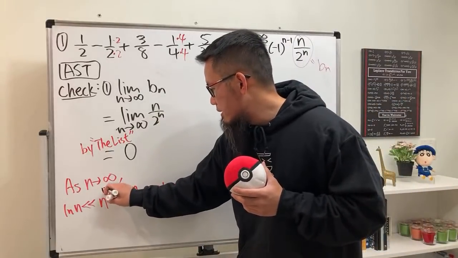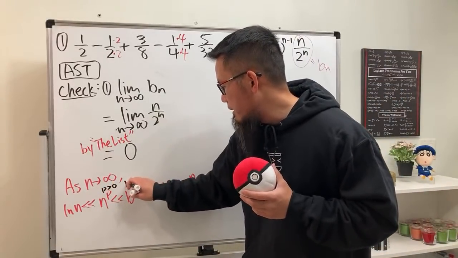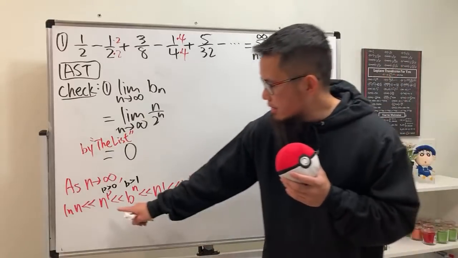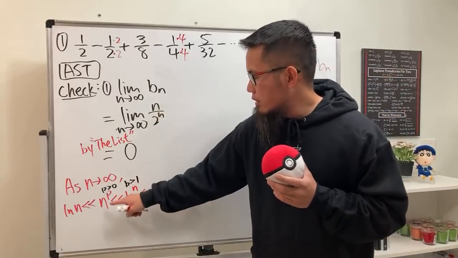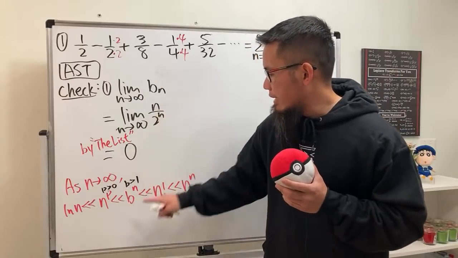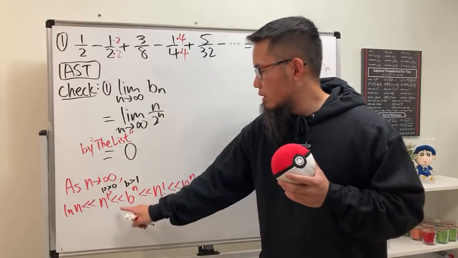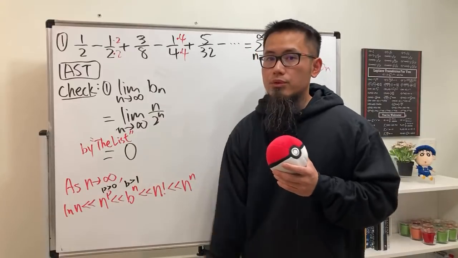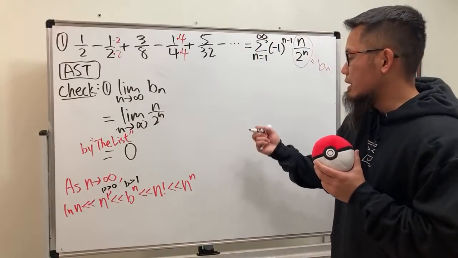This right here, p is greater than 0, and this right here, b is greater than 1. As you can see, this is n to the first power, and this is smaller than 2 to the nth power, right? So that's why it just goes to 0. So quick and nice way to do it.